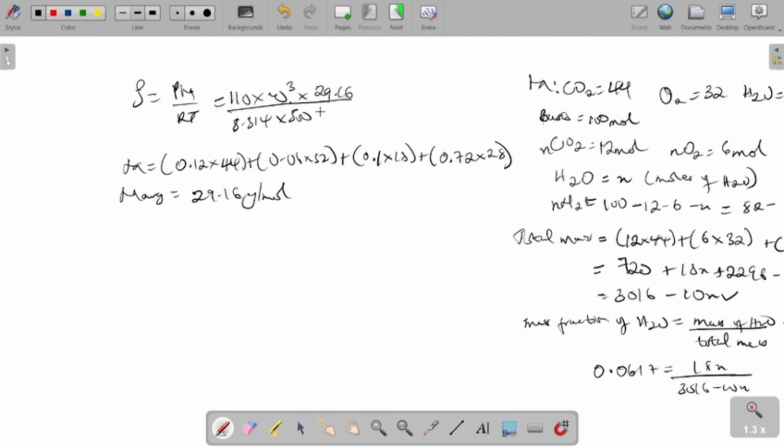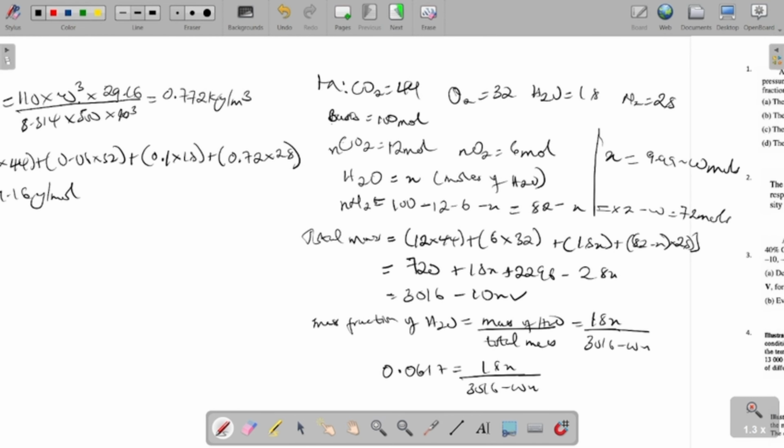So I'll get 29.16. But since we want the density in kilogram per meter cube, I convert the grams to kilograms. That means I have to multiply this side by 10 to the power minus 3. If it comes down over here, it becomes to the power 3. Then I'll get 0.772 kilogram per meter cube. So that's the density.